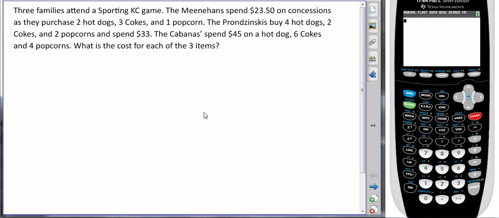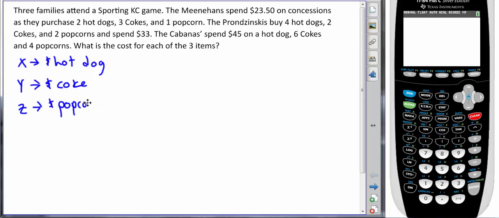3 families attend a Sporting KC game. The Meanahans spend $23.50 on concessions as they purchase 2 hot dogs, 3 Cokes, and 1 popcorn. You can see what the Pradzinskis and the Cabanas purchase at the same game. So what is the cost for each of the 3 items? Now by the 3 items, what we're talking about would be the hot dogs. We're going to try to keep them in order here. So x is the cost for a hot dog. Y could represent the cost for a Coke, and Z could represent the cost for popcorn.